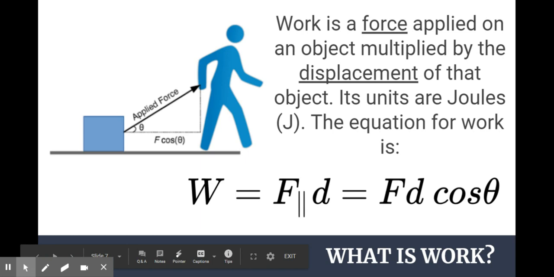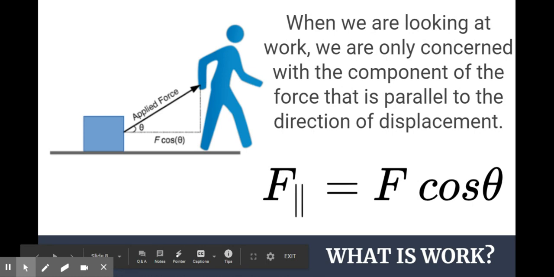All right. Now, what do these two little lines mean? We've seen them before, but I'll remind you. That means parallel. So when we're looking at work, we are only concerned with the parallel component. All right. The component of the force that's parallel to the direction of the displacement.